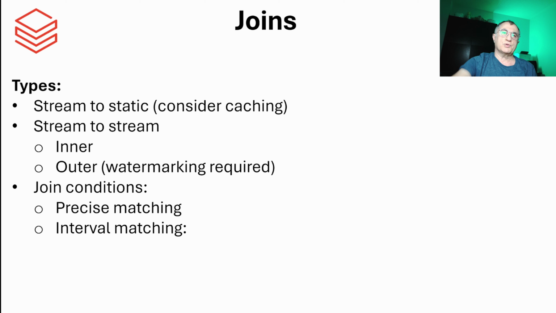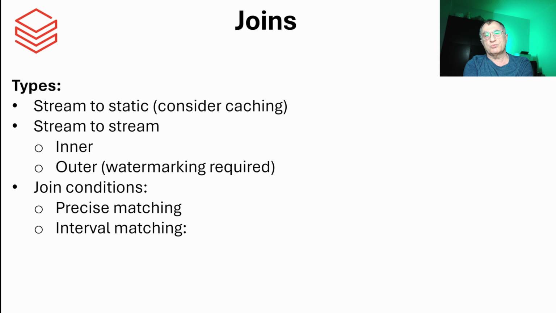Let's talk about joins. The syntax for streaming joins is very much like batch joins. However, there are a few important considerations that you need to be aware of when building streaming joins. First of all, let's differentiate different types of streams. You can join a streaming data frame to a static data frame. This is probably the simplest form of join. One important consideration is caching. Make sure that you are caching the static data frame because that can significantly improve the performance of your join.